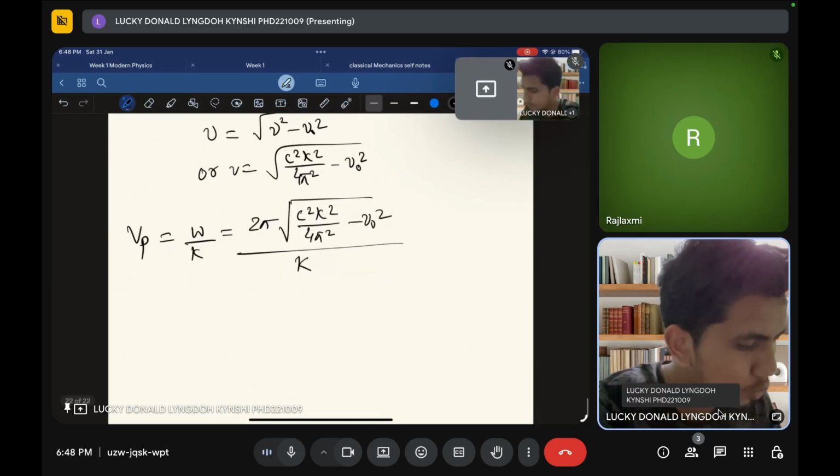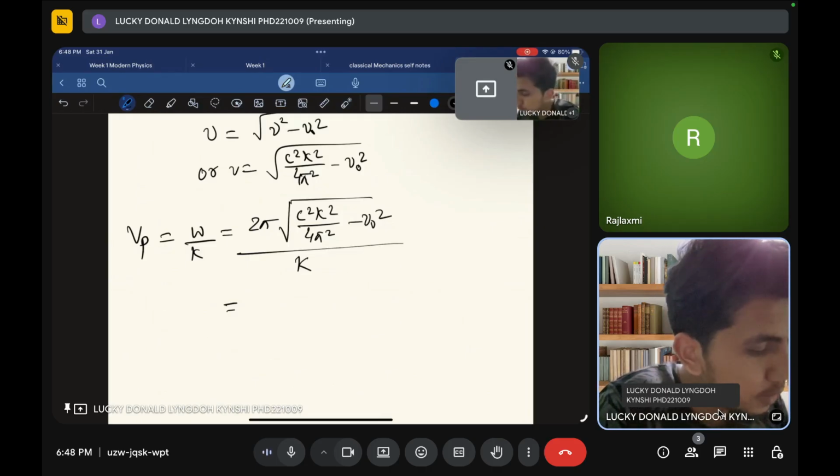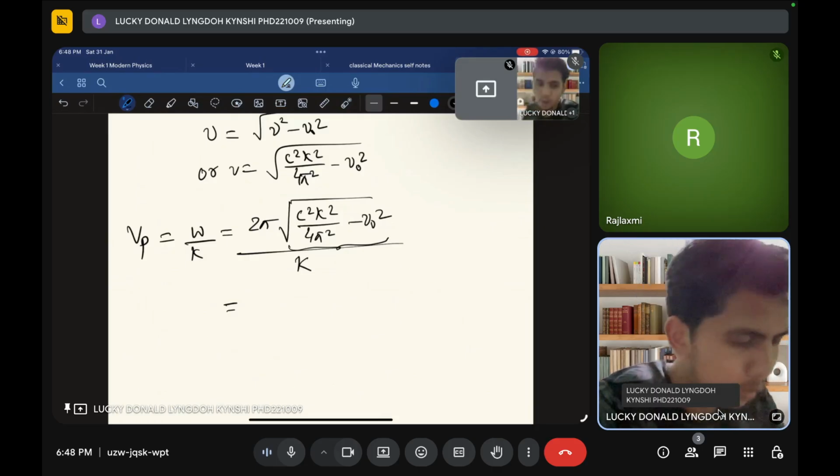Okay, so what happens is that this equation here is mu, right? So you can either do a long calculation. Okay, let me just write it, 2 pi. You can do a long calculation.